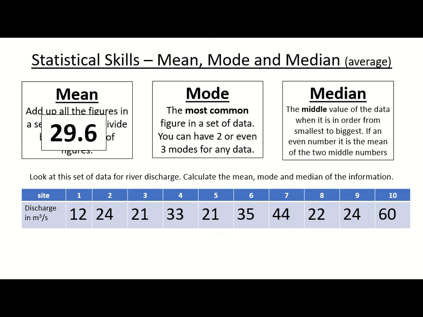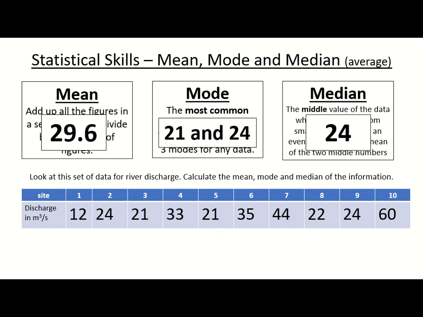Okay, so the mean of this data is 29.6. The mode is 21 and 24 because there are two the same. So hopefully you put 21 and 24. And the median, even number, is 24. Okay, so when ordered, median value 24.